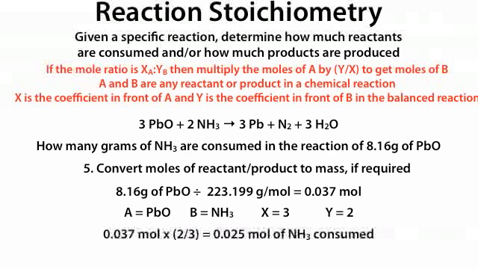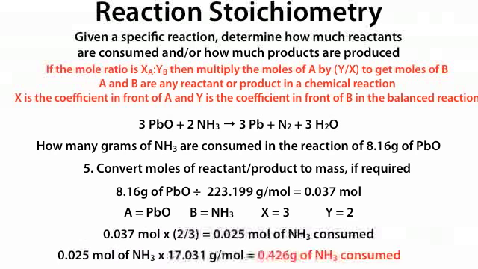Step 5. Convert moles of reactant or product to mass if required. In this case, the question is asking for grams of NH3. We have moles, so we're going to have to convert it to mass. We convert 0.025 moles of NH3 to mass by multiplying by 17.031 grams per mole, which is the molar mass of NH3, to get 0.426 grams of NH3 consumed. The question is now answered.